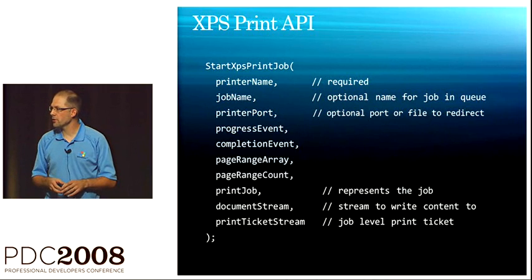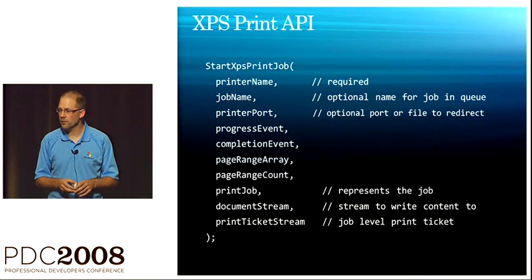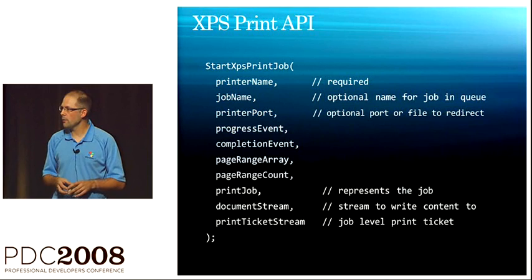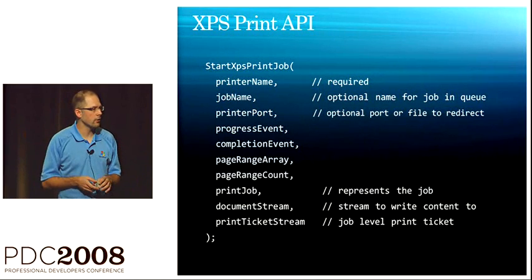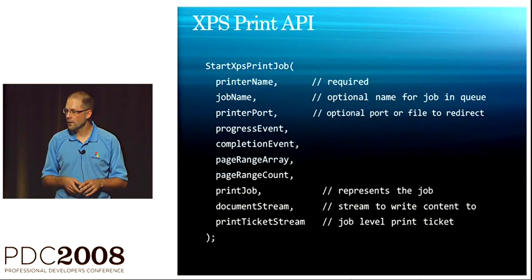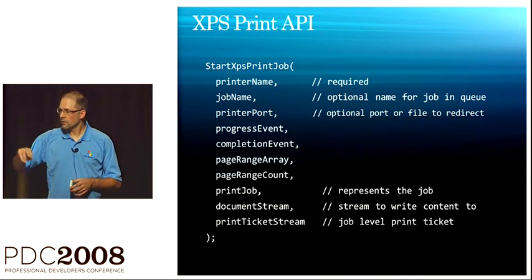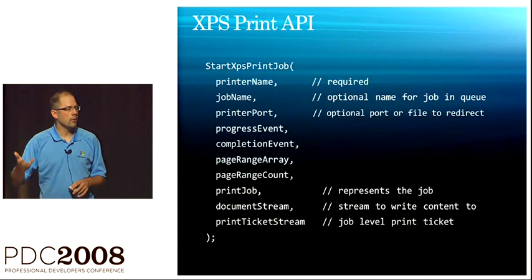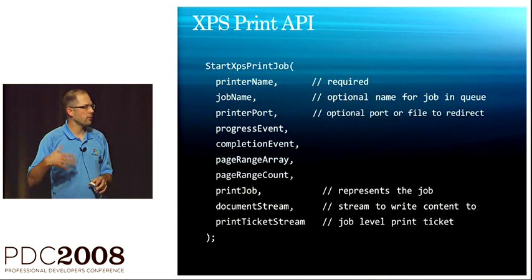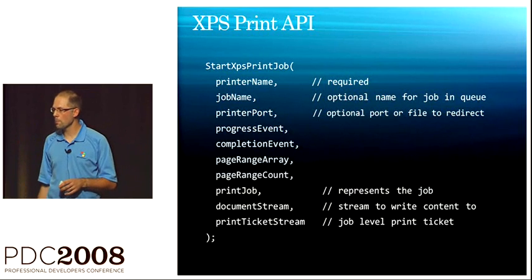First of all, is the printer name, which is kind of like the name of the print queue. That's pretty obvious. Then there's kind of like a friendly name that you can use to refer to that. That gets exposed through the UI to users and downstream. And there's the option with the printer port to go and override that destination. The next two parameters we have here are the progress and completion events. They give you information about job failures, progress of pages, progress of the whole job.